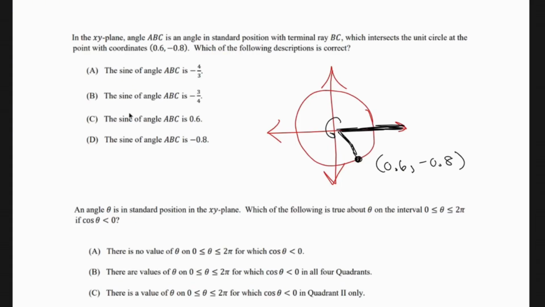So they want information about the signs and the signs only. Sine is going to be y over r, or in this case, just y, because r is 1. So it's just y. So the sine of angle ABC is negative 0.8.